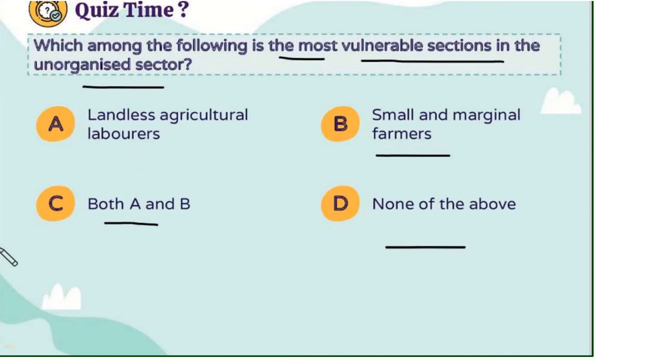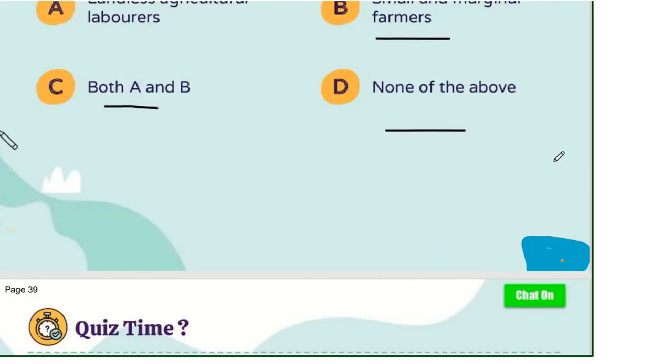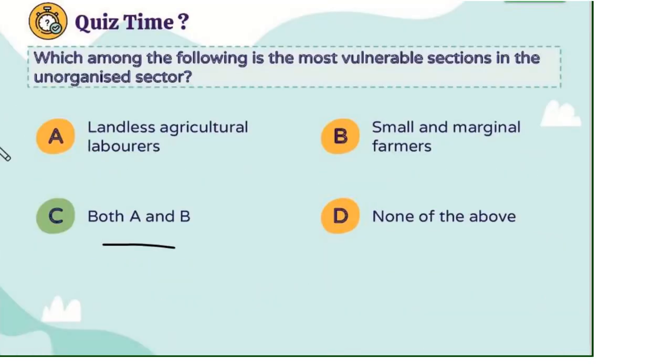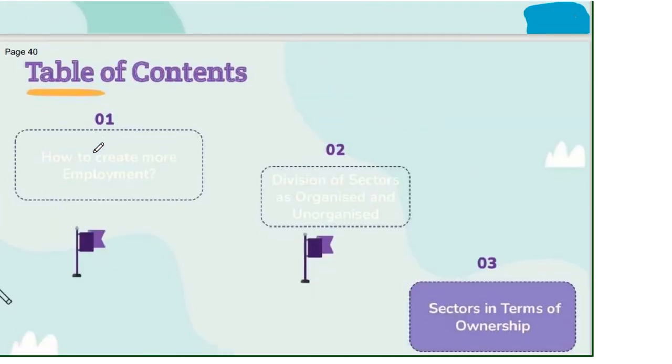Which among the following is the most vulnerable in the unorganized sector? Option A, landless agricultural laborers. Option B, small and marginal farmers. Option C, both A and B. Option D, none of the above. I hope everyone is ready with the answer. Let's check. The answer is both A and B: landless agricultural laborers and small and marginal farmers.